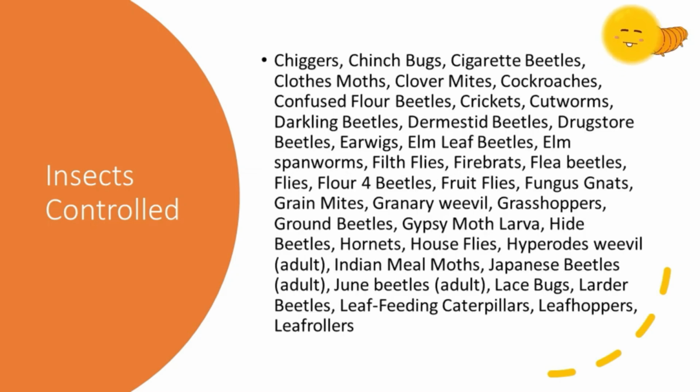Continuing our insects controlled list with Tempo SC Ultra, we have chiggers, chinch bugs, cigarette beetles, clothes moths, clover mites, cockroaches, confused flour beetles, crickets, cutworms, darkling beetles, dermestid beetles, drugstore beetles, earwigs, elm leaf beetles, elm spanworms, face flies, firebrats, flea beetles, flies, flour beetles, fruit flies, fungus gnats, grain mites, granary weevil, grasshoppers, ground beetles, gypsy moth larvae, hide beetles, hornets, houseflies, hyperodes weevil adult, Indian meal moths, Japanese beetles adult, June beetles adult, lace bugs, larder beetles, leaf-eating caterpillars, leafhoppers, leaf rollers.